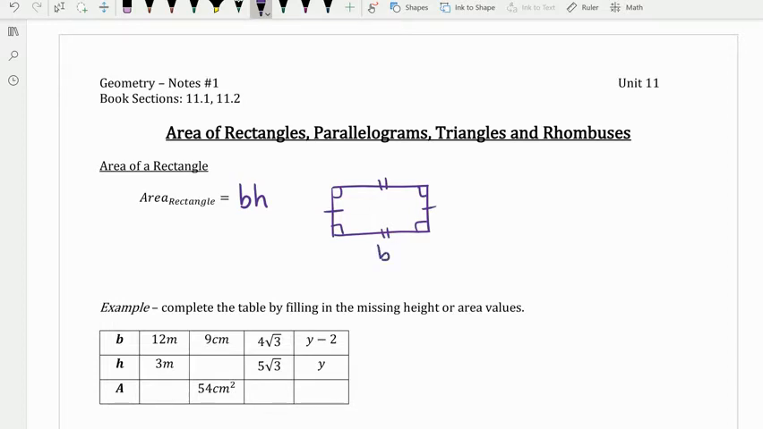So when we talk about the base and the height, and you'll see this as a common theme through all these shapes today, the base and the height need to be perpendicular to each other. That's why we call it a base and a height. So with a rectangle, it's pretty simple. It's just the two different sides, right?